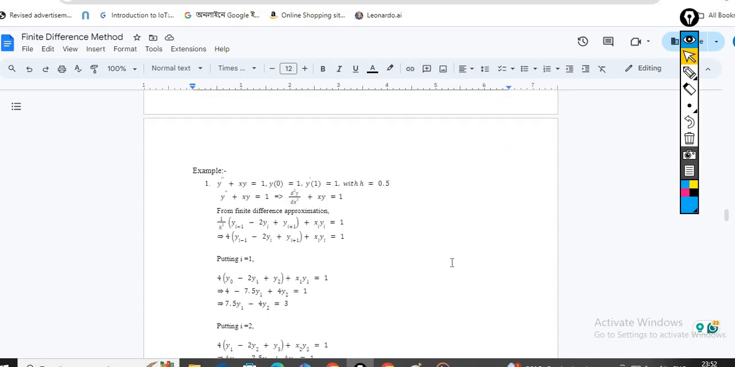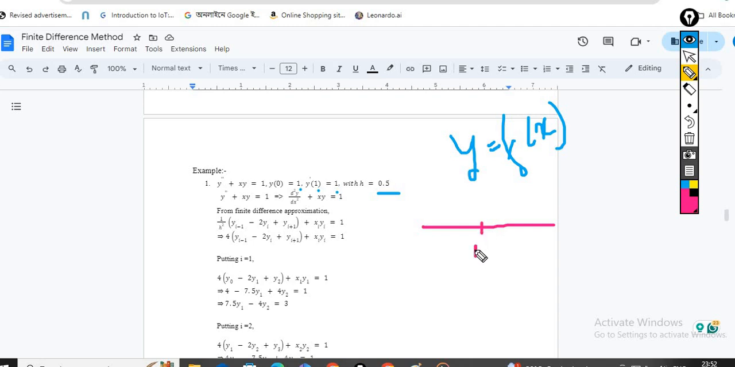Now come to the numerical problems. Here you have a differential equation, second order derivative of y, x plus y. Now here you have a function, say y is equal to f of x. It's a single variable, and the boundary conditions are: for x equal to 0, y is equal to 1, and x equal to 1, y is equal to 1. The h value is given as 0.5. So in a simple way, one can consider a system something like this.